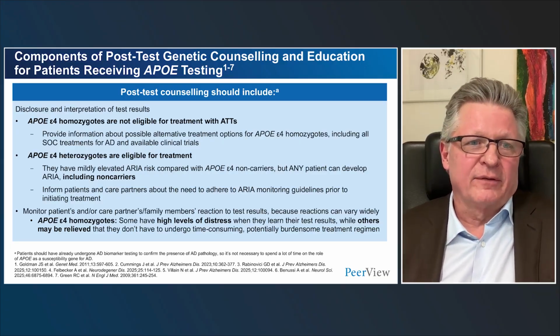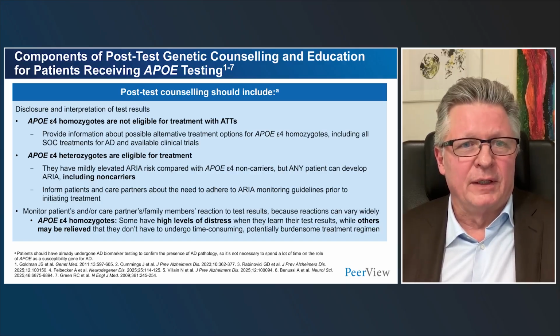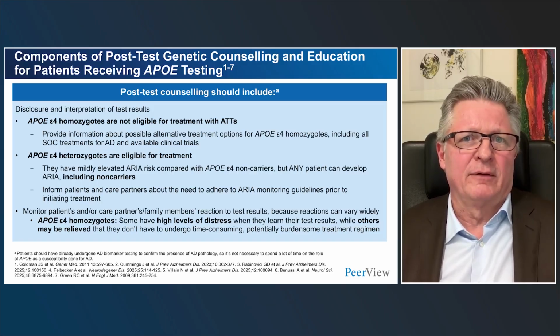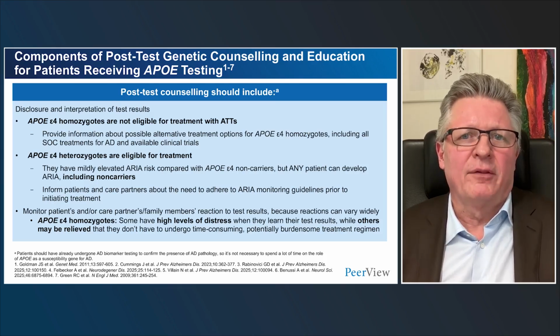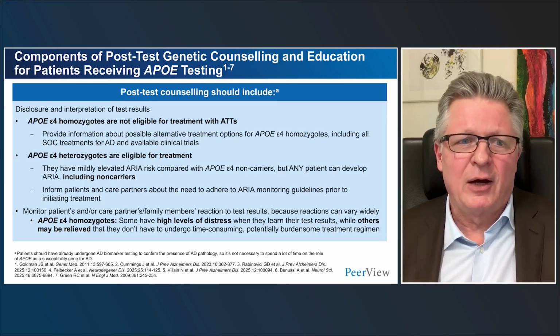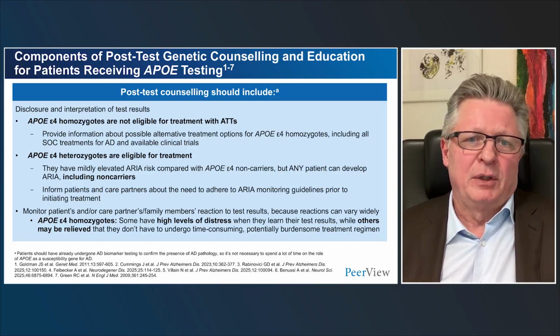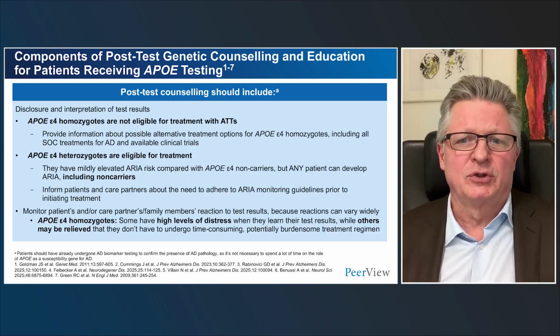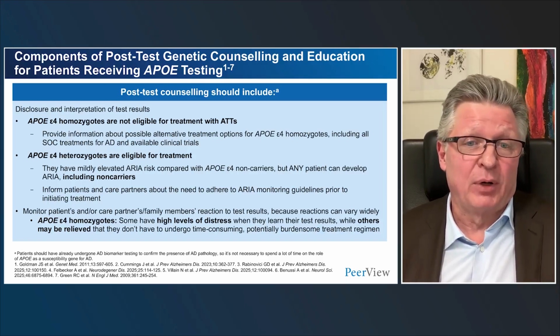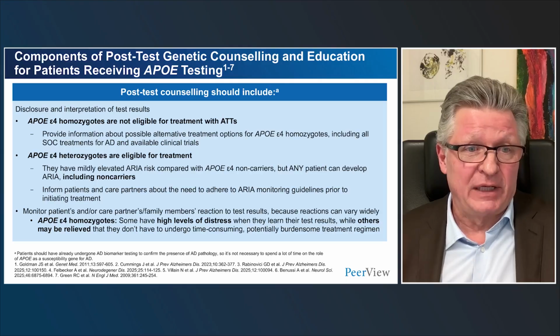What are the contents of the post-test counseling? So APOE4 homozygotes are not eligible for anti-amyloid treatment. For many patients, this may be a very disturbing and disappointing message. It's important to directly say that all other types of treatments of Alzheimer's disease are, of course, fully available to the patient. So symptomatic treatment, all kinds of non-pharmacological treatments, and of course, also the possibility, for example, to take part in clinical trials if available.